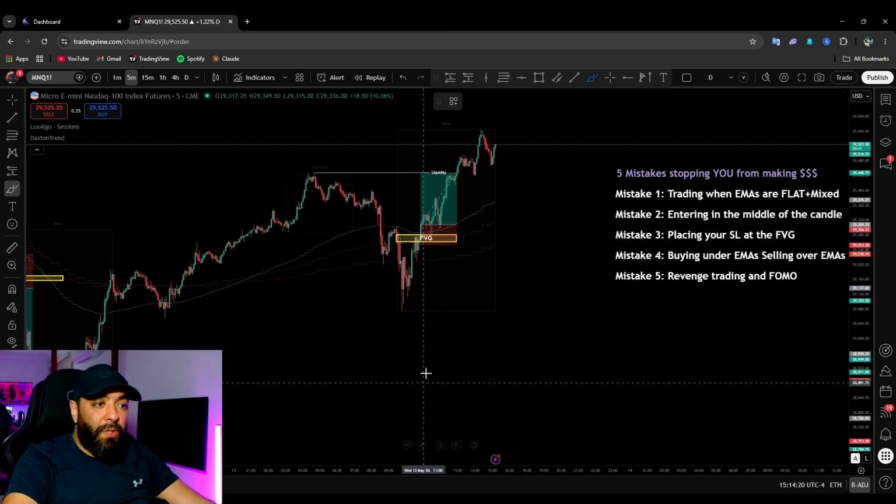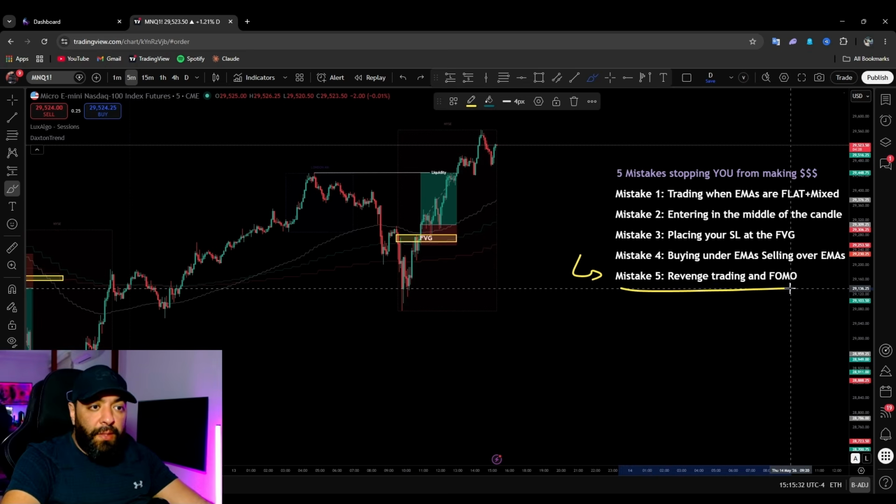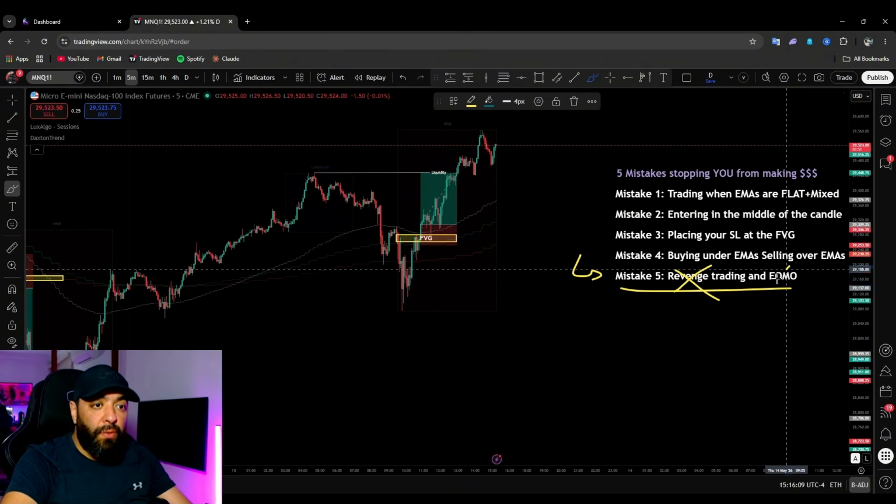Now we came to the last and the most devastating mistake that traders make. It's revenge trading and FOMO. This is what keeps traders stuck for years. They can master the strategy, but the problem isn't in the strategy. In fact, 80% of my success didn't come from the strategy. It came from removing these 2 things.